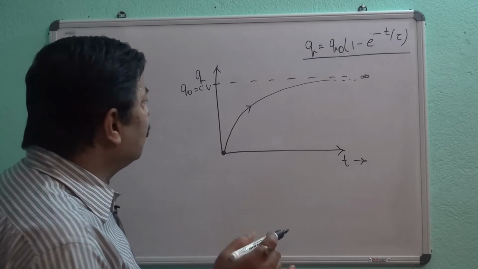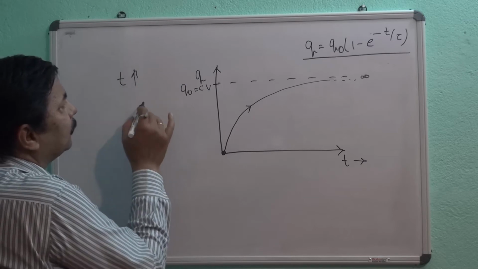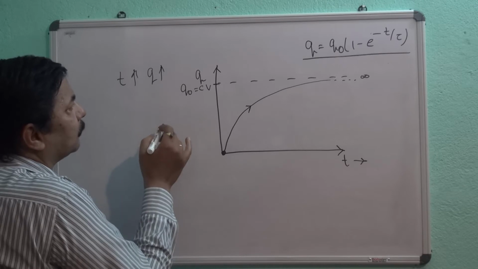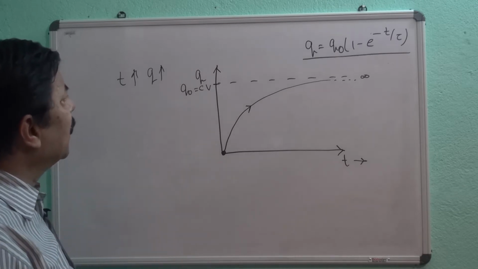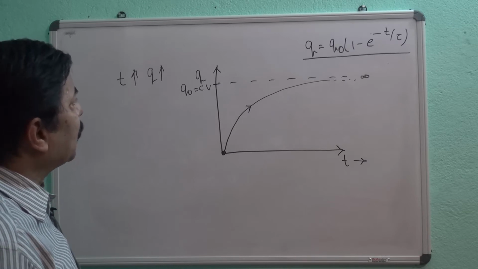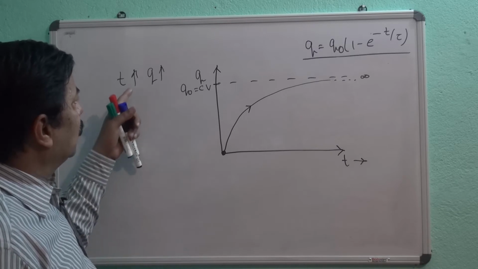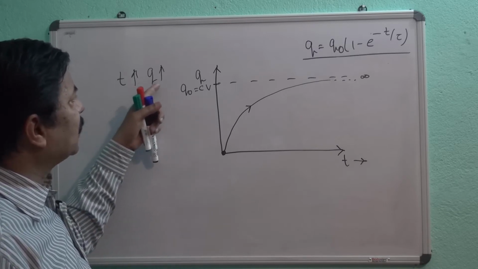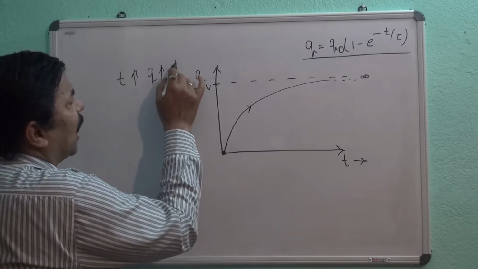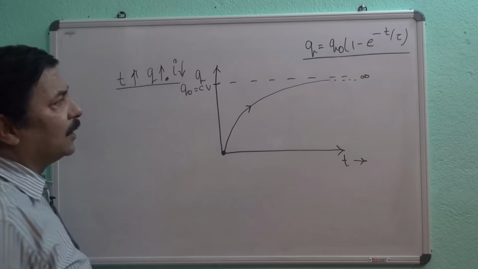Therefore, what we have observed is, if time is increasing, charge is increasing on the plates of the capacitor, and potential difference is also increasing. So if time is increasing, charge is increasing on the plates of the capacitor, and the current I is decreasing. This is a very important point during the charging.